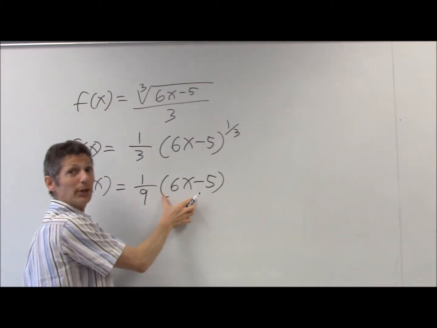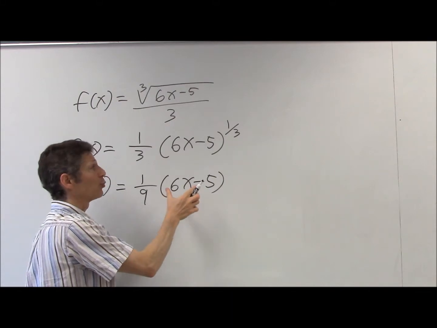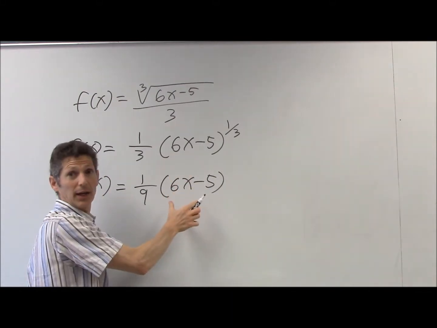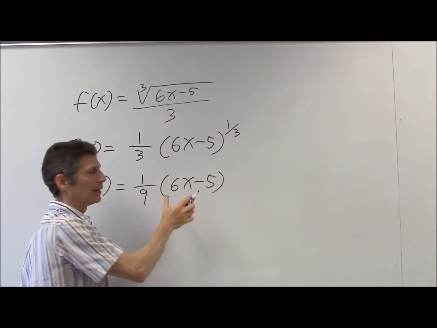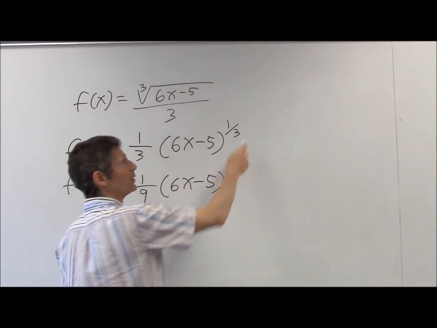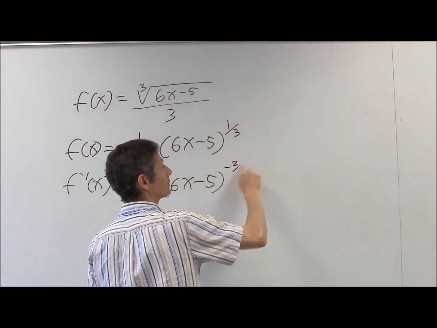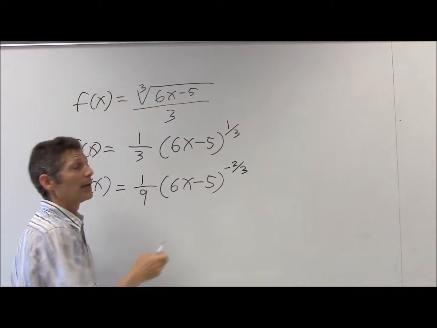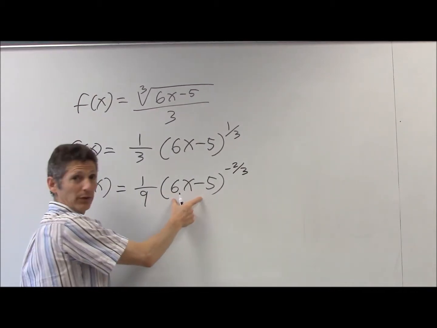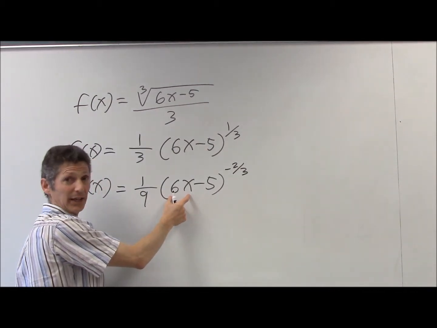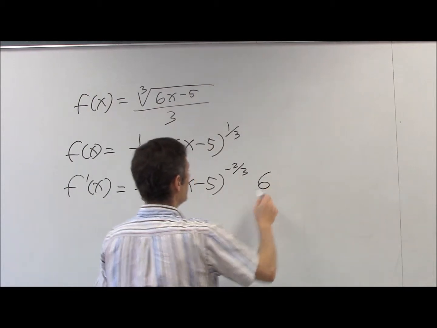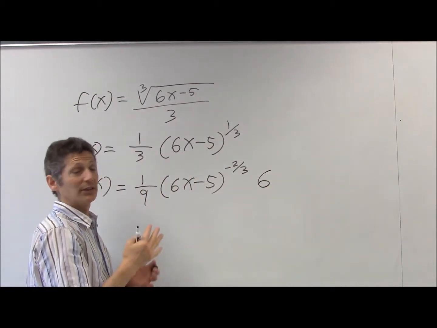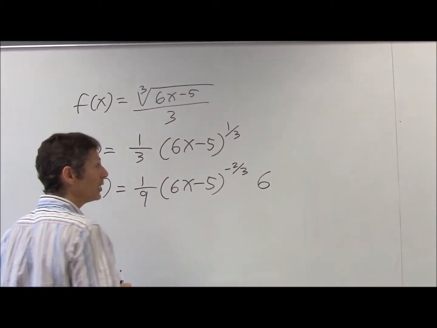Remember, I'm not putting the derivative of the inside here. I'm just rewriting the entire inside as it is, just like the power rule. Subtract 1. Then I multiply it by the derivative of the inside. The derivative of 6x is 6. The derivative of negative 5 is 0. And I'm really done here.